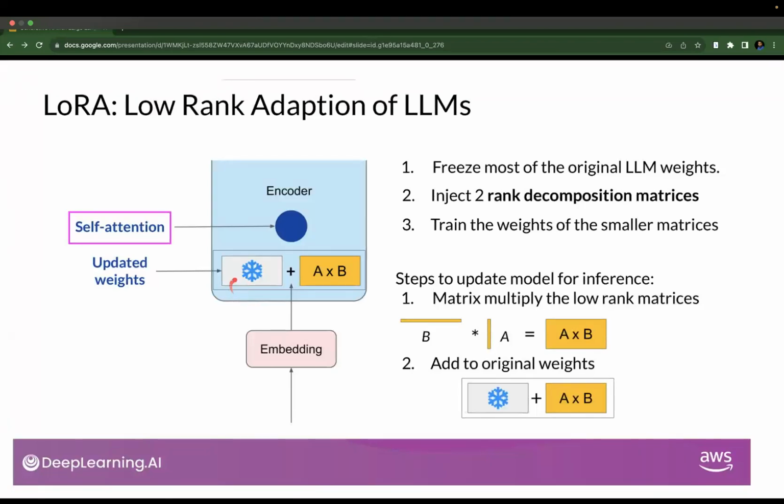Remember, while training, the weights of the model do not change. They are frozen. Only these two new low rank matrices are updated.